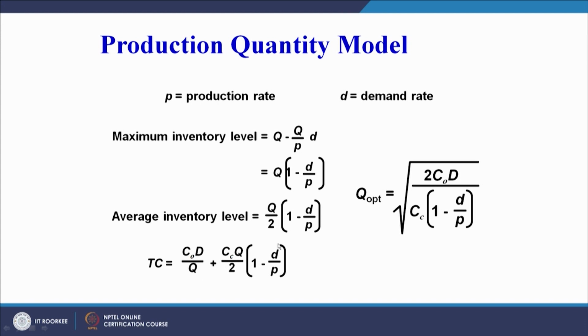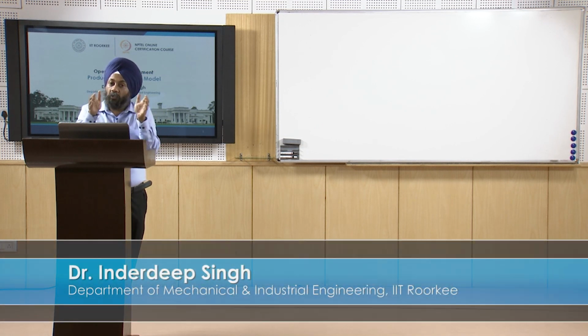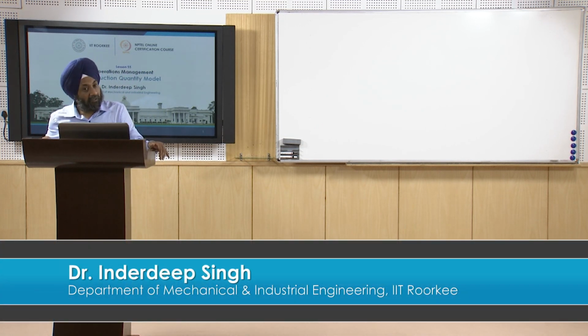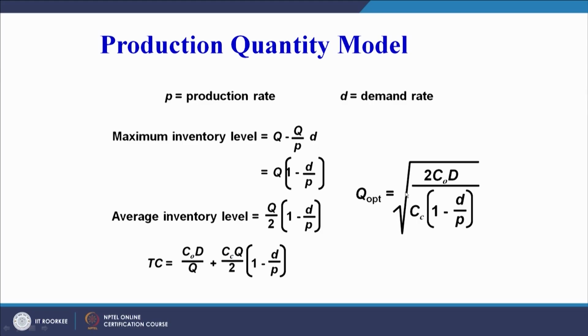But what is changing here? The changing thing here is the Q into 1 minus D by P, because now we are continuously using the material as well as receiving the material over a period of time, and that period of time is called the production run. Similarly, equating these two things, we can calculate Q optimum, which will be the square root of twice the ordering cost multiplied by the annual demand divided by the carrying cost into 1 minus D by P. D is the demand rate, P is the production rate. As per this, we can now try to understand with the help of a numerical problem.